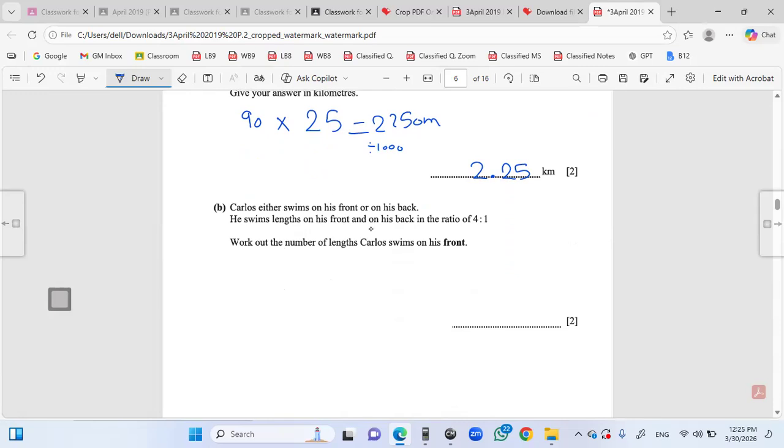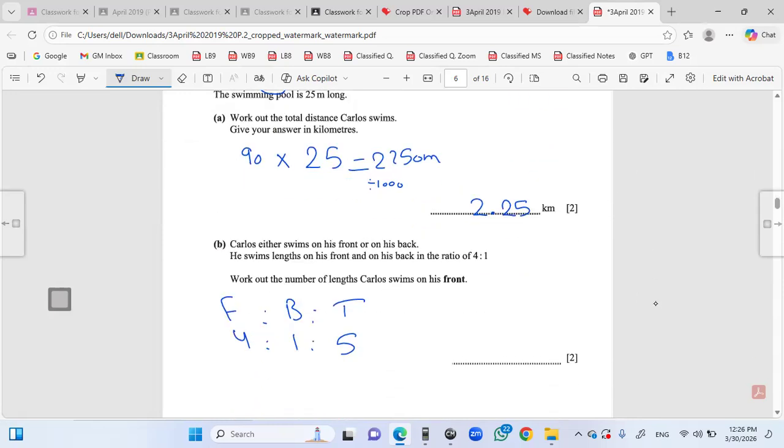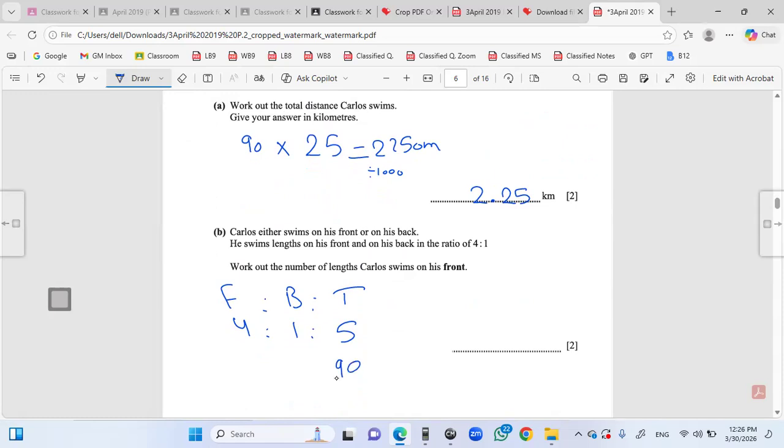Carlos either swims on his front or on his back. So I got front, I got back. He swims lengths on his front and on his back in the ratio of 4:1. So the total is 5. Work out the number of lengths Carlos swims on his front. Well, the total number of lengths was actually 90. So I'm going to put 90 over here.